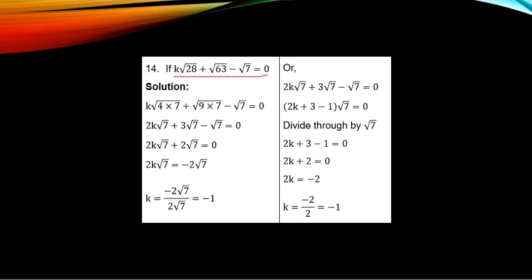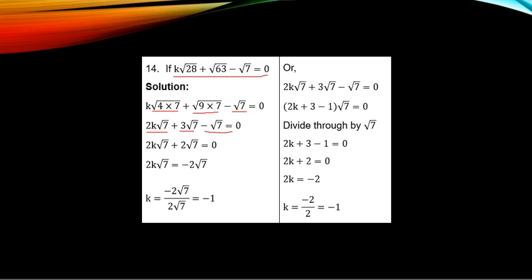So for 28, you have 4 times 7. For 63, you have 9 times 7. Root 7 is already in simplest form. For the first one, root 4 is 2. 2 times k, you have 2k root 7. The other one, you have 3 root 7 minus 7 root 7 equal to 0.